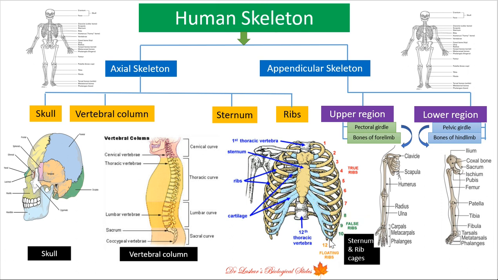The last two pairs, that means 11th and 12th pairs, are not connected ventrally with the sternum and therefore we can call them floating ribs. So the first 7 pairs of ribs are known as true ribs, 8th, 9th and 10th pairs of ribs are called false ribs, and 11th and 12th pairs, that means the last two ribs, are known as floating ribs because they are not connected with the sternum.